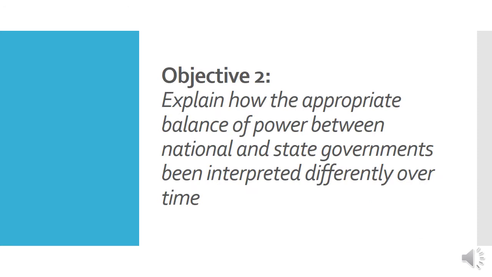Okay, that brings us to objective 2, which is to explain how the appropriate balance of power between national and state governments have been interpreted differently over time. So here again, we have the idea that this relationship of federalism has not been stagnant. It's been interpreted differently over time.